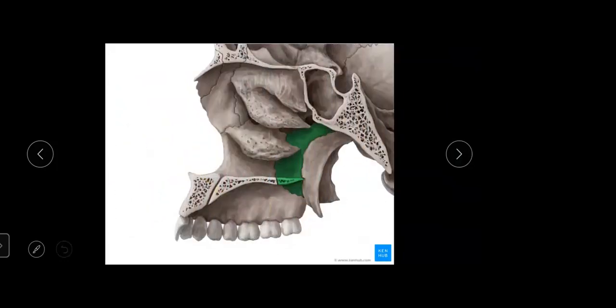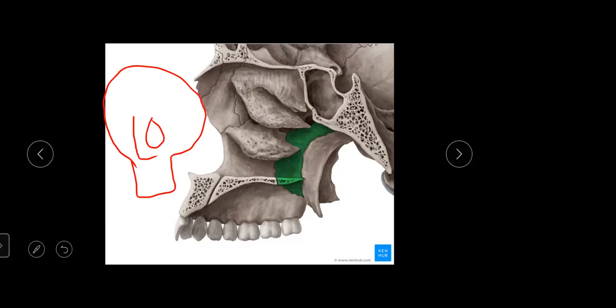Now we will go to the palatine bone. The palatine bone is a difficult bone because in order to understand it, we need to see it in multiple views. This is a lateral view. We see the palatine bone, which is an L-shaped bone. If we want to imagine it in a frontal view, this is a frontal view of the skull. The palatine bone lies here, and we see it is L-shaped, formed from a horizontal part and a perpendicular part. Here the perpendicular part is demonstrated.